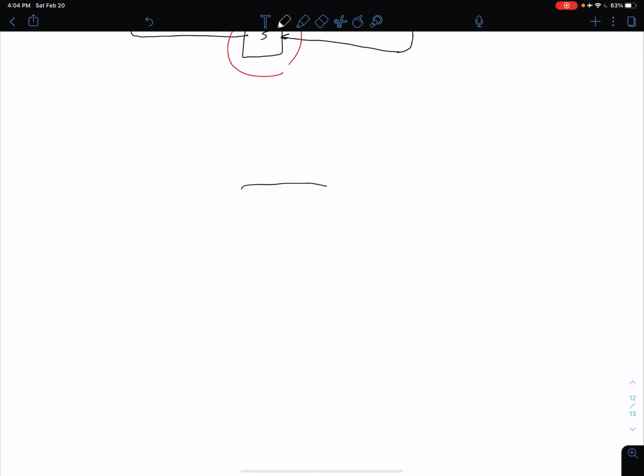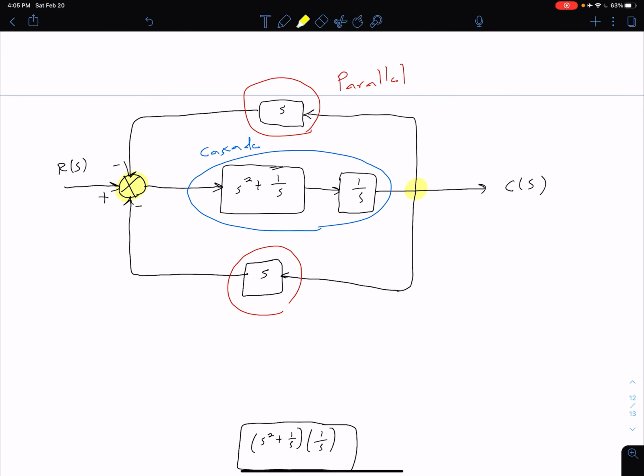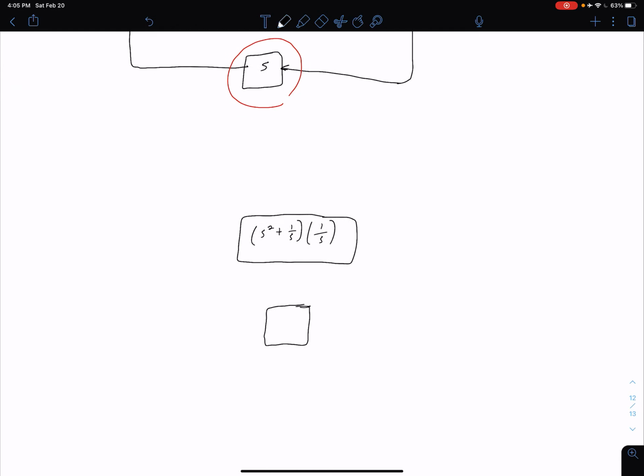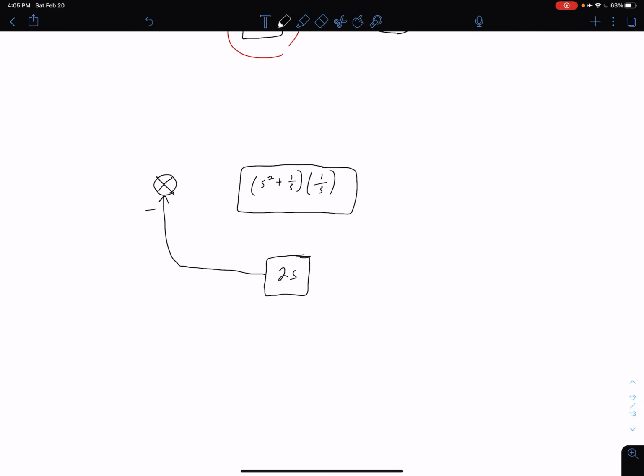And what we're going to get is we have one block in the middle there. So that was the S squared plus 1 over S, and we said that was in cascade with 1 over S. We're going to multiply those two like that. And now we had S and S both in parallel because they were both being subtracted here. So they were both being subtracted. We can just say that we are going to have both of them still being subtracted. So we were subtracting 2S, one from the top, one from the bottom. Now we're just subtracting 2S from the bottom.